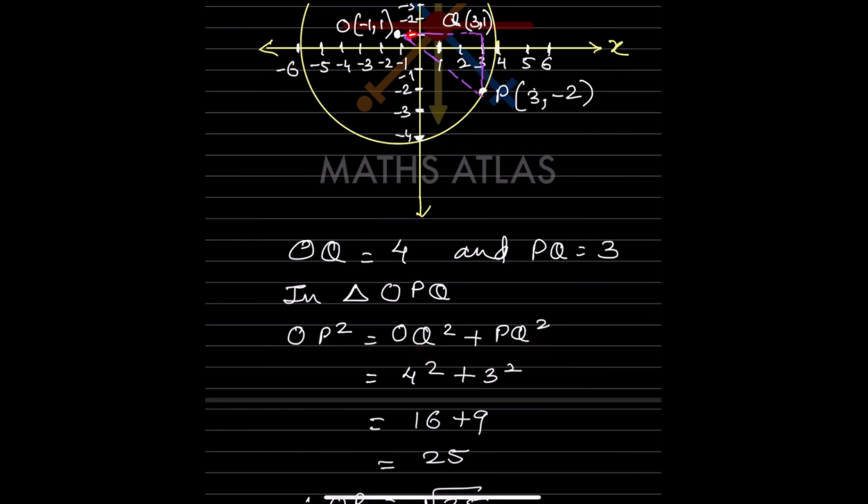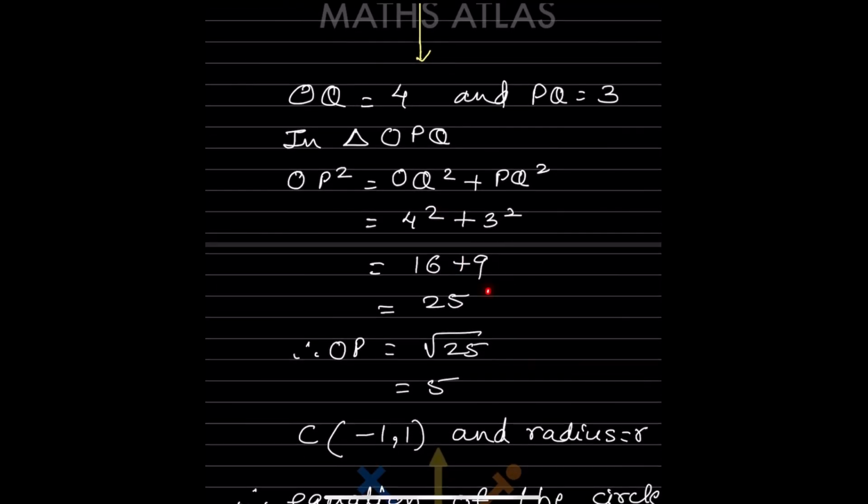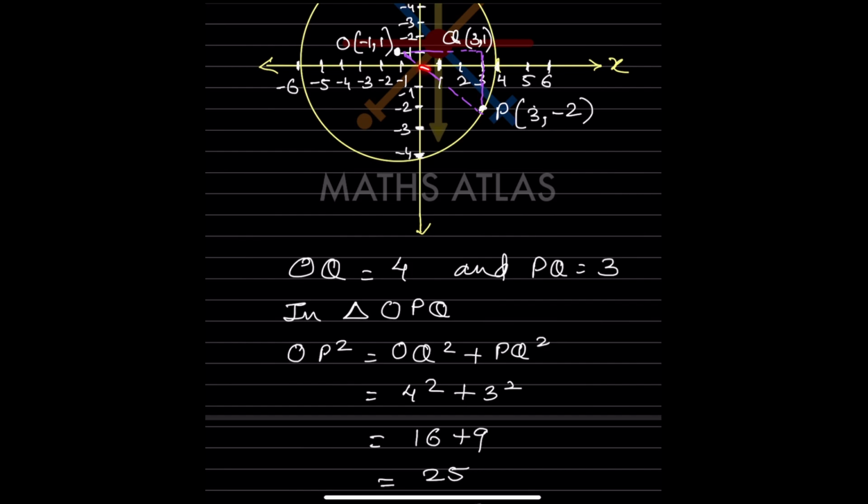So now we have already got this as 4. So 4 square plus PQ square, that is going to be 3. So 4 square will be 16 and 3 square is 9. When you add, you get 25. So OP square is 25. So what will be OP? When you take the square root on both sides, that is going to be 5. So now we got the hypotenuse as 5.